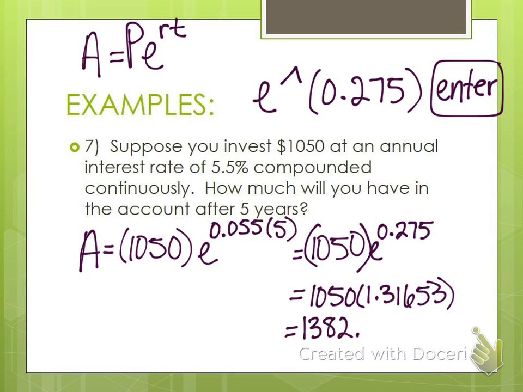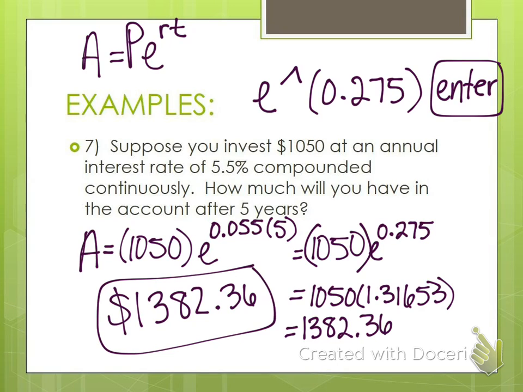1,382. Since we're talking about money, let's go down to the pennies. And 36 cents. So if we're talking about money, I expect you to round it at the hundredths place. Take it down to the pennies. And that would be our answer. $1,382.36.